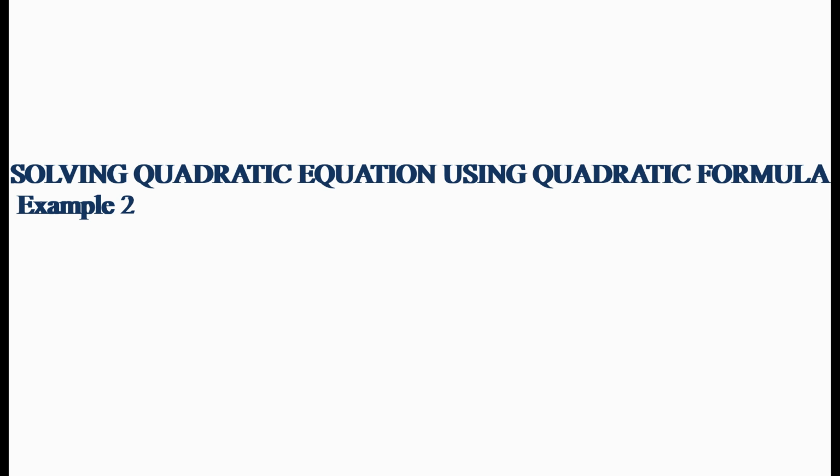Today we're going to continue the series on how to solve quadratic equations using the quadratic formula. So today we're going to be solving example 2. The question we have is x squared plus 5x equals 0.